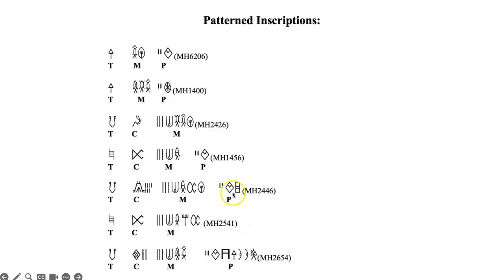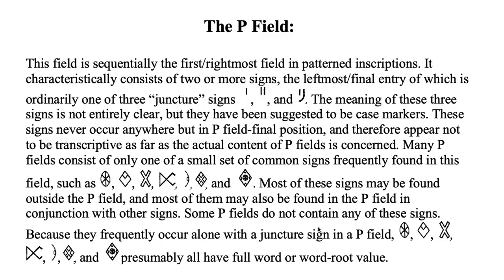Here's another example of an extra sign in front of the diamond chevron sign. So it's not the norm, but we do find some P fields of considerable length and complexity, and this is one good example. All right, so let's talk about the P field briefly. We'll go through all 4 of them.